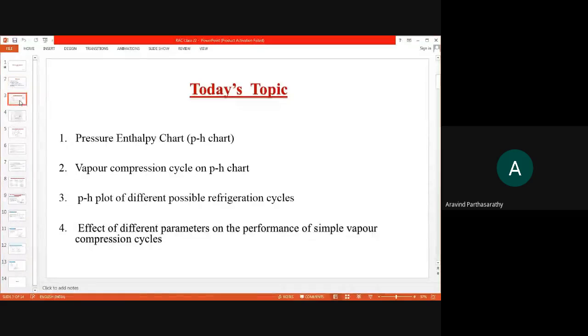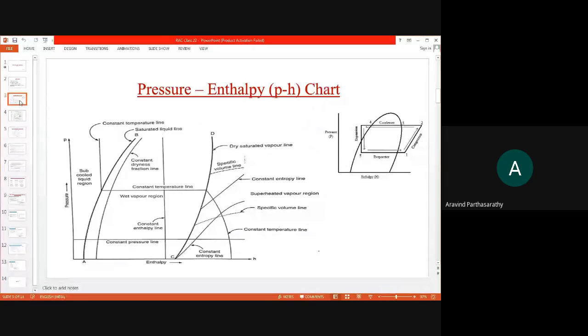Okay, so in the last class we studied this pressure enthalpy chart. As you can see in the figure, there is pressure on the y-axis and enthalpy on the x-axis. This enthalpy is a specific enthalpy, that is, the enthalpy per kilogram, so it is kilojoule per kilogram. And this pressure may be in bar. In the data book it may be given in bar or maybe in psi. Now let's have a short brief about this pH chart.